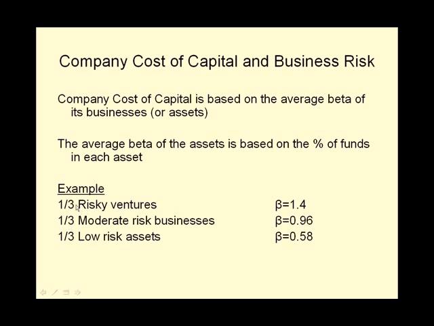Let's say the firm has 1/3 of its money invested in each type of asset. And let's further say that the risky ventures have a beta of 1.4, that is higher than 1. The moderate risk businesses or assets have a beta of 0.96, and the low risk assets have a beta of 0.58. Given these numbers, the average beta of the assets of the firm will be 0.96. We're going to use this beta in the determination of the company cost of capital.